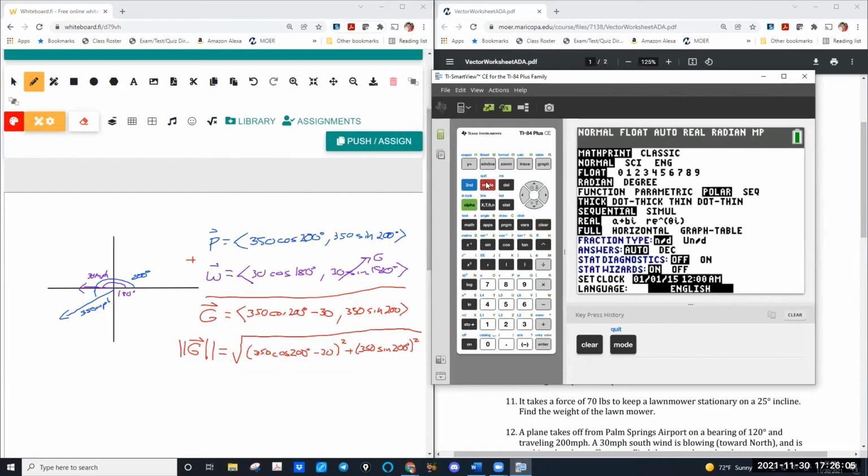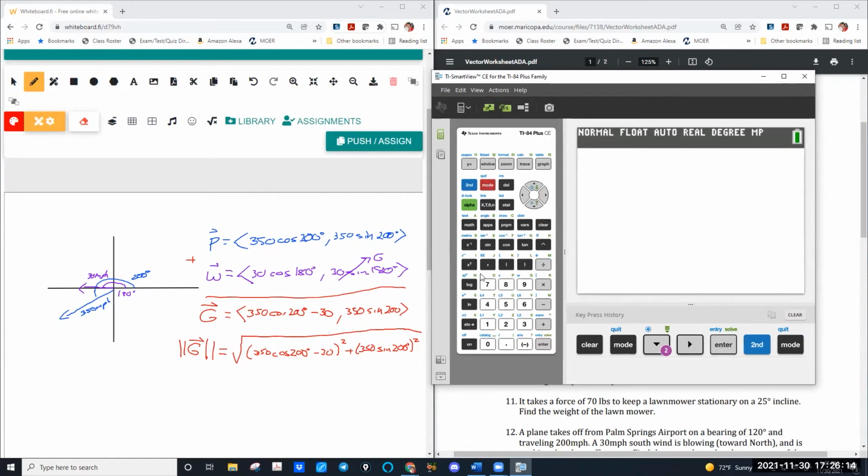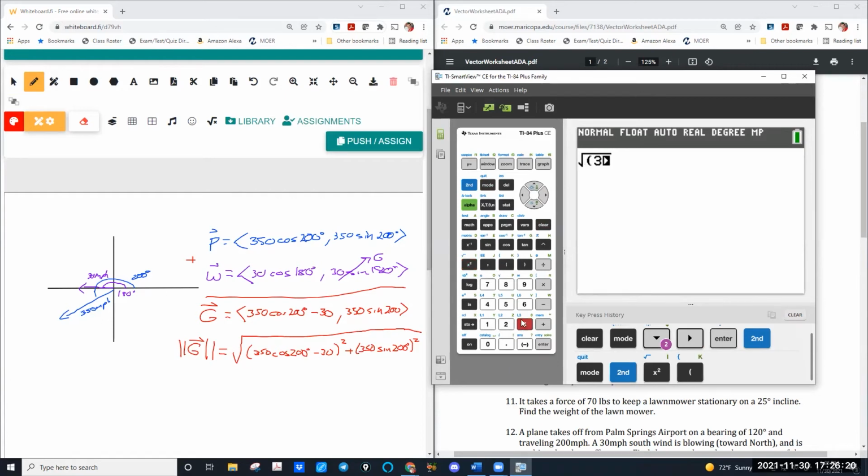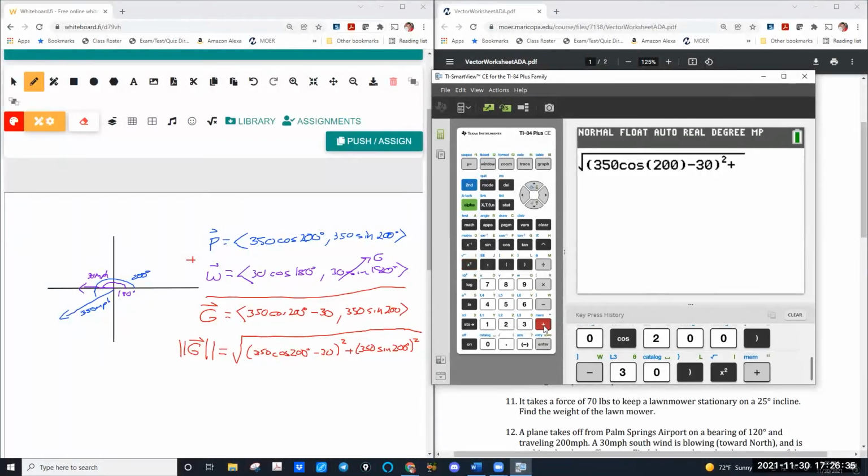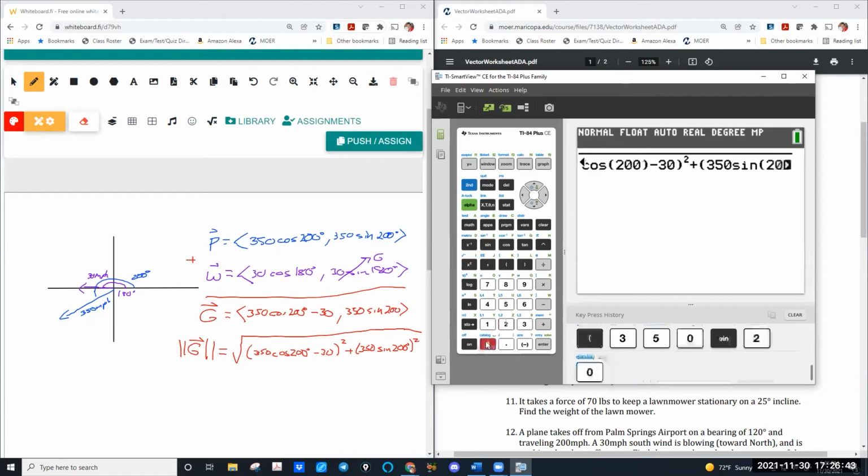Be sure when you're doing these that your calculator is in the right mode. Most of the stuff we've done so far this semester that's involved trig functions has been in radians. But this is something we can put in all at once. So we've got the square root of 350 cosine of 200 minus 30 squared plus, second term, we have the 350 sine of 200 degrees, and once again, squared.